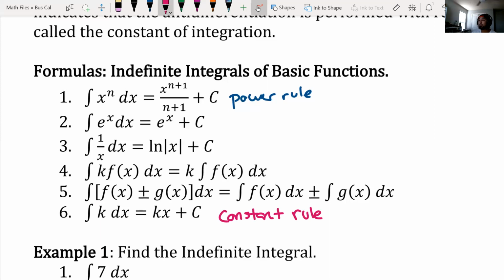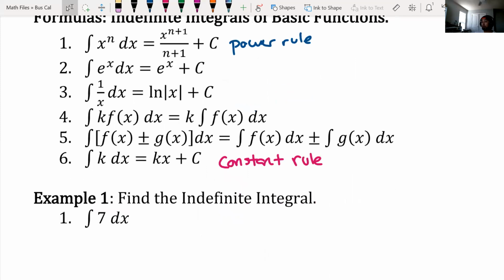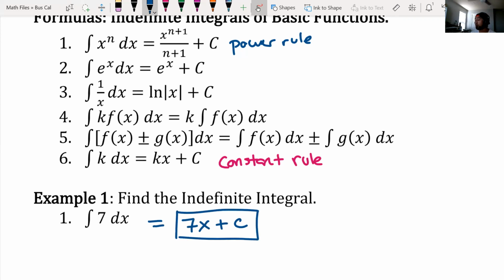Okay, so let's go ahead and try out these integrals. Let's find the antiderivatives using the rules above. Okay, number 1, the integral of 7dx. So this is a number all by itself. So this is going to use the constant rule. So the integral of 7dx is just going to become 7x plus c. That's it. That follows rule number 6 up there.